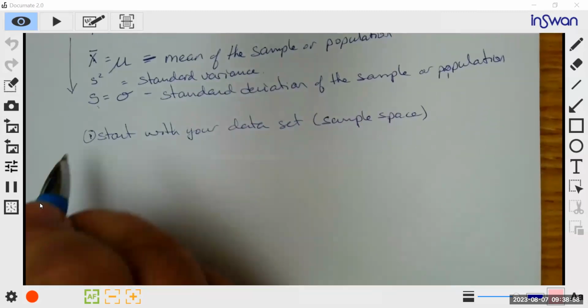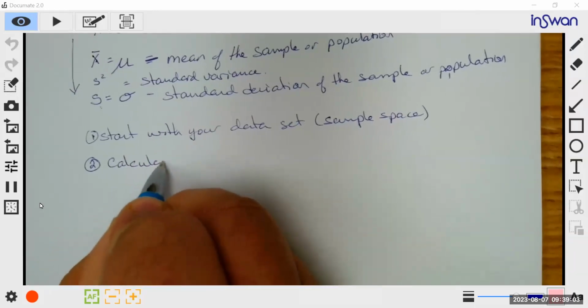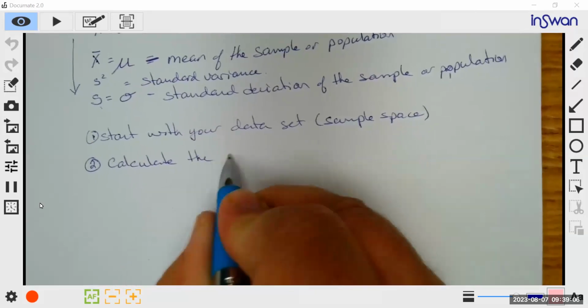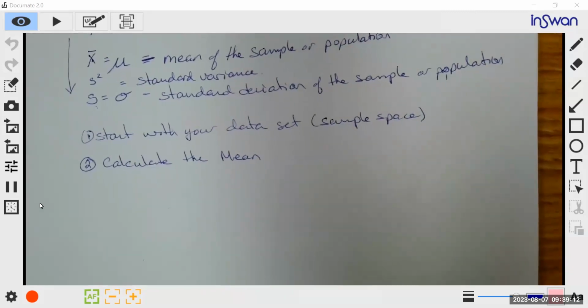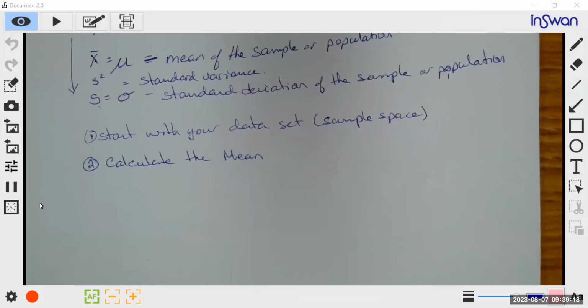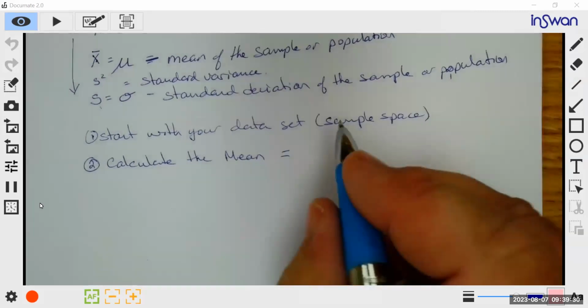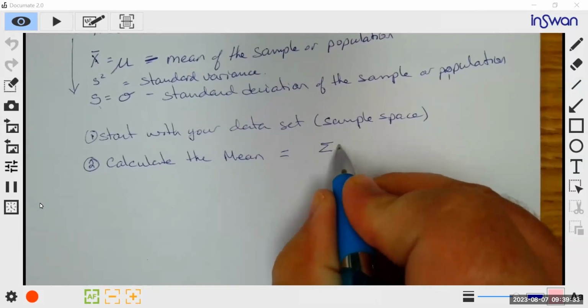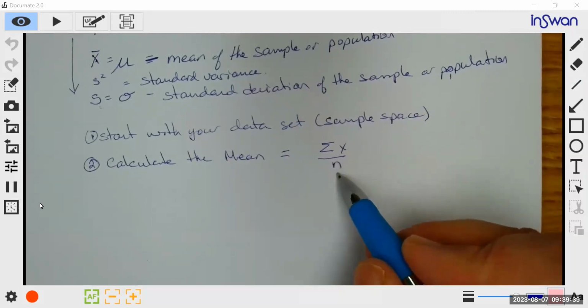Once we have our data set, the next thing we do, calculate the mean. What does mean mean? The average. But we never use the word average when we deal in statistics. We always use the word mean. So how do you find the average, the mean? Add all your samples, your data set, and divide by how many you have.